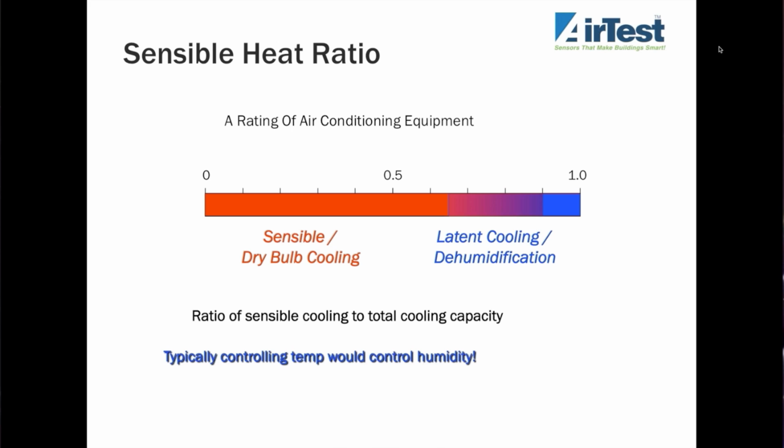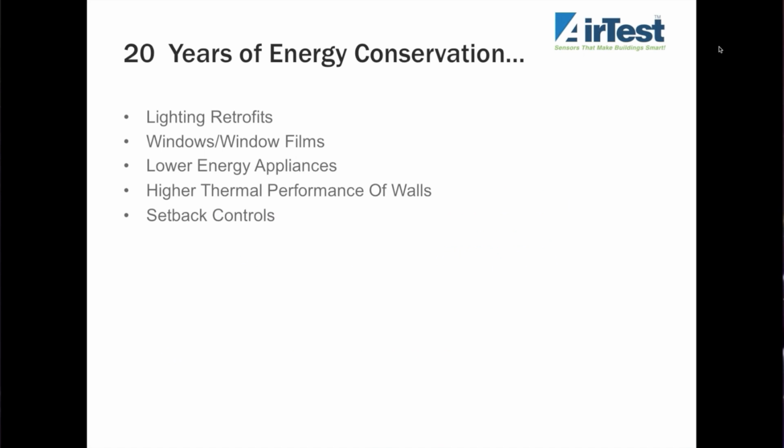And what we're finding here is because of changes in buildings, the old assumption that if we control temperature, we can control humidity is changing, and there are a number of reasons for that. Basically, over the past 20, 30 years, we've had lots of activities in buildings towards energy conservation that have included doing lighting retrofits, windows, window films, lower energy appliances, higher thermal performance of walls, more insulation in walls and ceilings, and putting in setback controls.